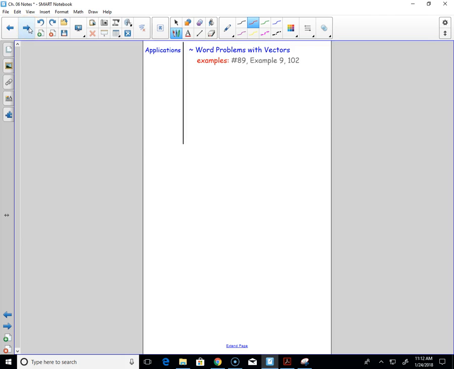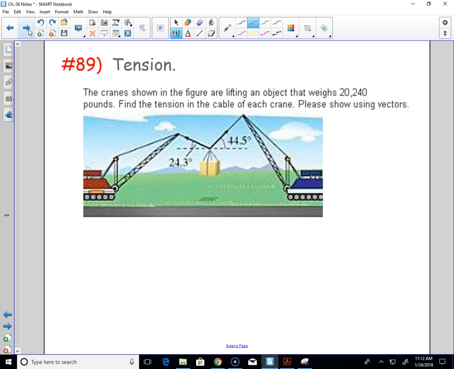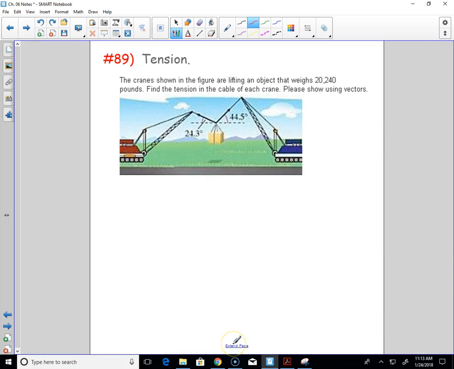Okay, so what are we going to do if we have a problem like this? We're going to try it. First of all, this is the very end of homework, like in the 80s, almost 90s. There's a lot of homework to do before then. And number two, we're going to say, all right, what's going on? The cranes shown in the figure are lifting an object that weighs 20,240 pounds. Find the tension in the cable of each crane. Please show using vectors. Do you see some angles up here? Yeah. Where's the 20,240 pounds thing?